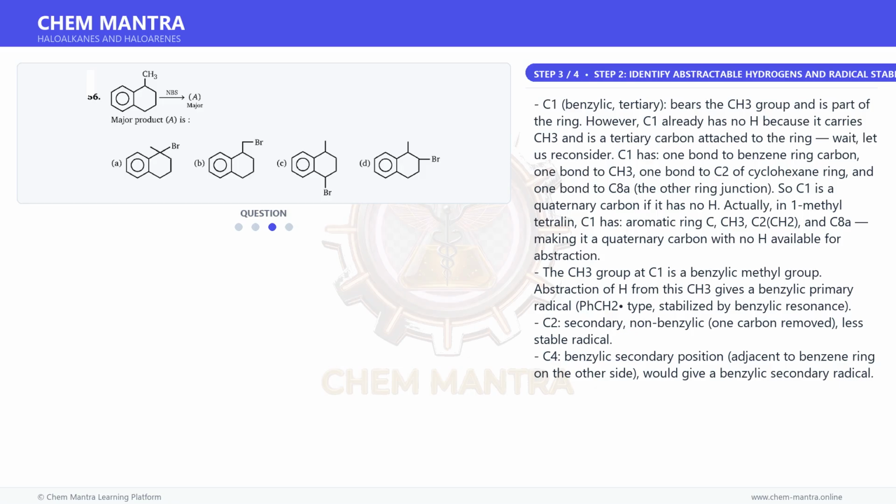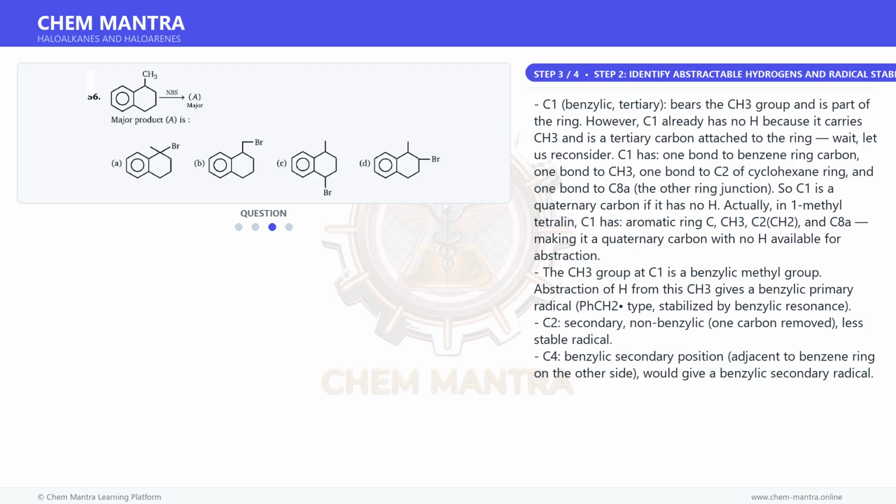Moving on to the next step. C1, benzylic, tertiary, bears the CH3 group and is part of the ring. However, C1 already has no H because it carries CH3 and is a tertiary carbon attached to the ring. Wait, let us reconsider. C1 has 1 bond to a benzene ring carbon, 1 bond to CH3, 1 bond to C2 of the cyclohexane ring, and 1 bond to C8A, the other ring junction. So C1 is a quaternary carbon if it has no H.